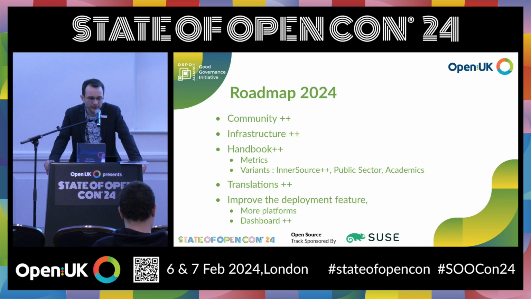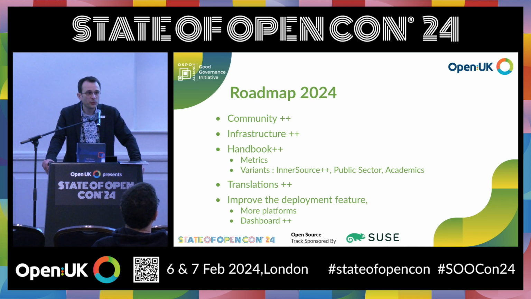So the roadmap. So the feedback, we've got great feedback. We've learned that the GGI handbook is useful and helping a lot of people and organizations. It has already been deployed at various organizations, private and public sector. And the roadmap for 2024 is quite ambitious. We hope we will be able to achieve it.